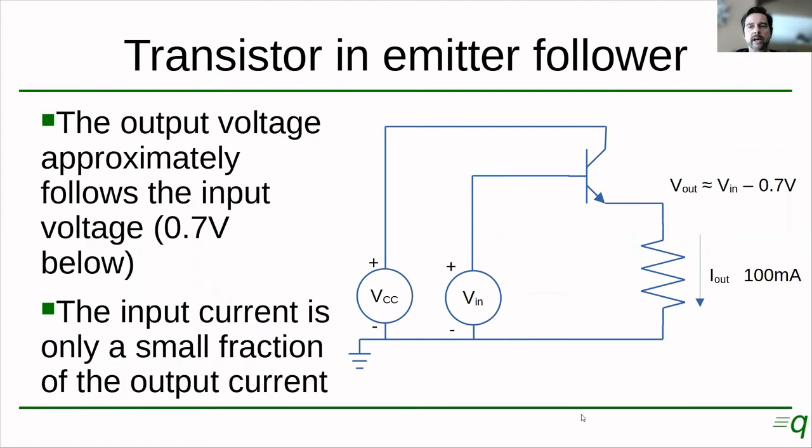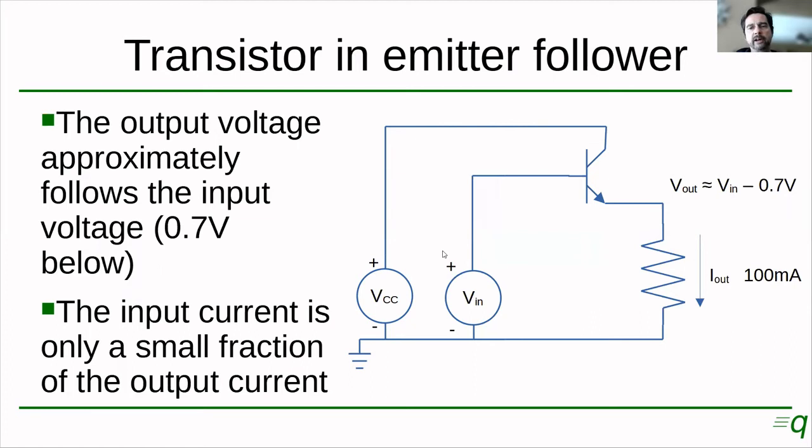Let's have a look at a different transistor circuit. This circuit here is called an emitter follower. Okay, let's see how this works. So we have VCC, which is a power supply supplying some collector voltage. Let's assume this is, say, 10 volts for now, or something along those lines.